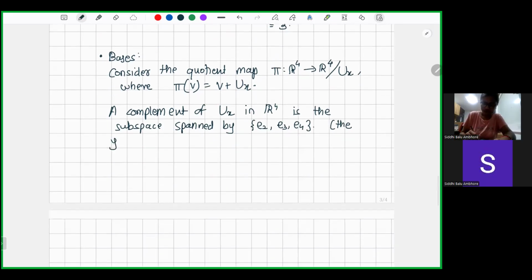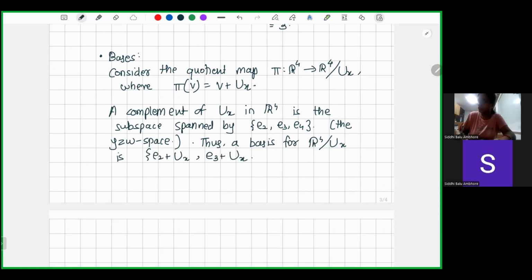The YZW plane, the YZW space. Thus, a basis for R4 quotiented by Ux is e2 plus Ux, comma e3 plus Ux, comma e4 plus Ux.